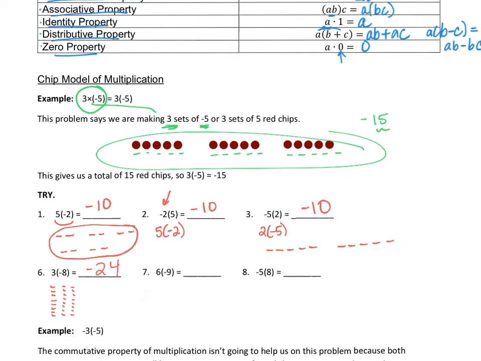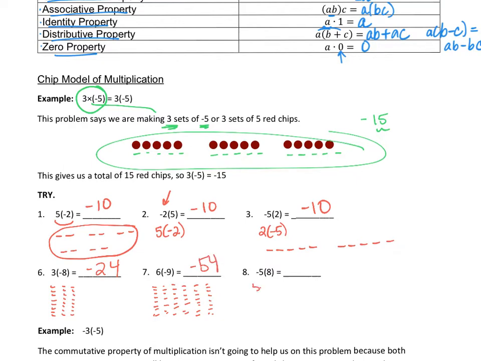6 times negative 9, kind of same thing. You're going to have 6 sets of these 9 negatives. And so we can quickly say, oh, well, that's going to be 6 times 9, but we have to keep in mind that they are all negative. So we're going to have negative 54.